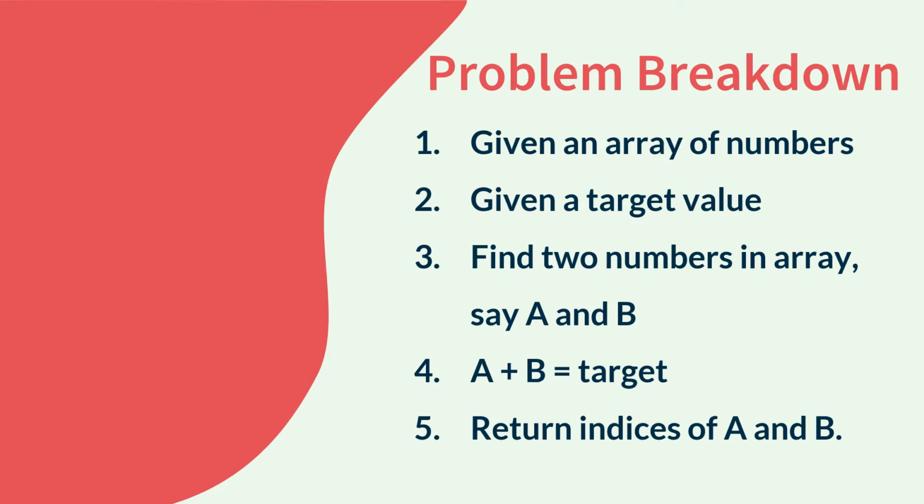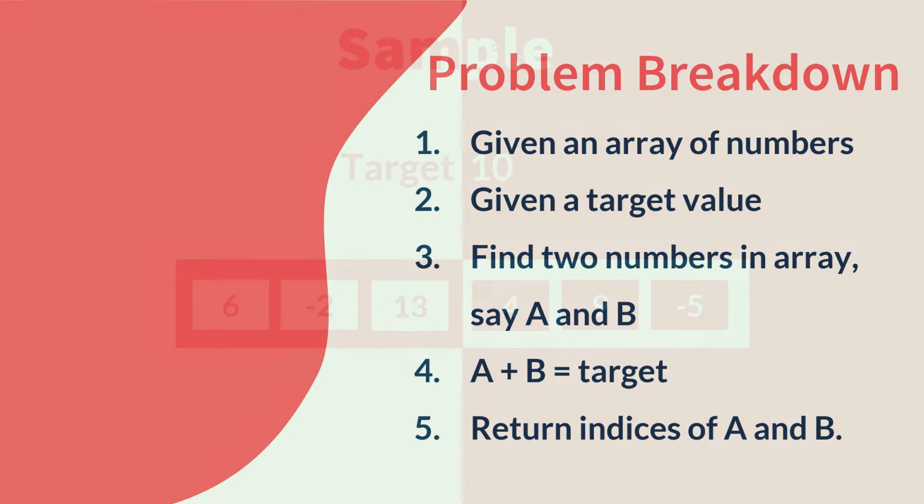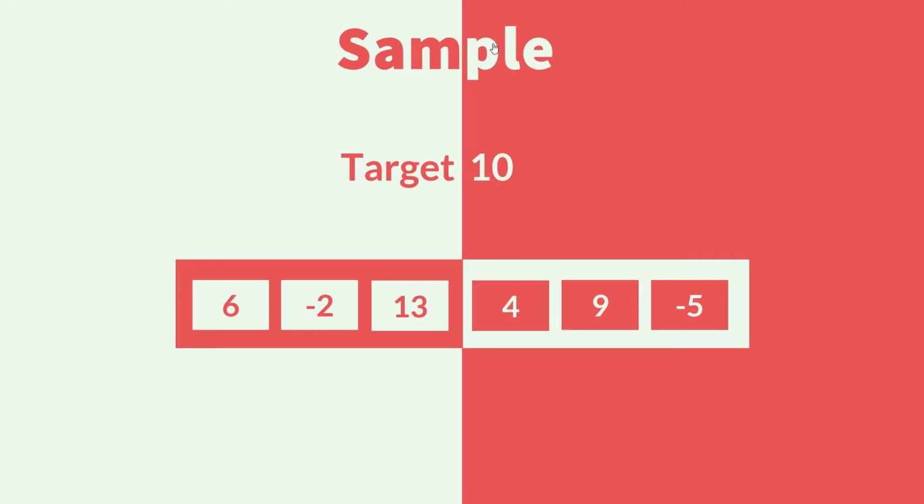Now let's look at the approach that we would take. Let's look at an example. We are given a target value of 10 and the array is 6, minus 2, 13, 4, 9 and minus 5. By looking at the array, the answer is pretty obvious to us: on adding 6 and 4, we get our required target value 10.